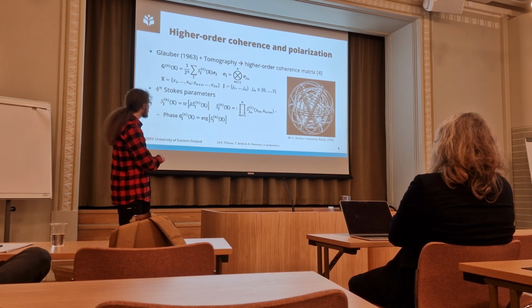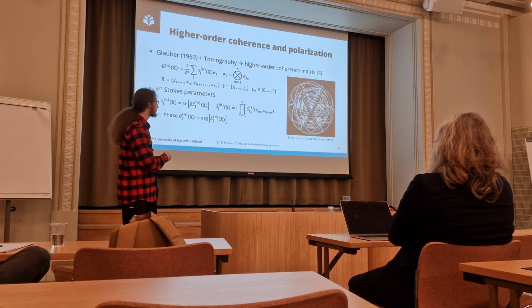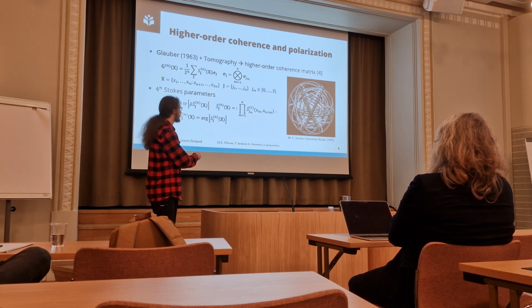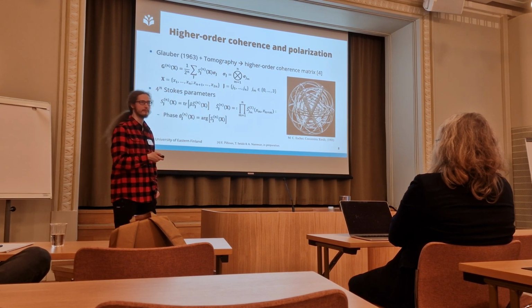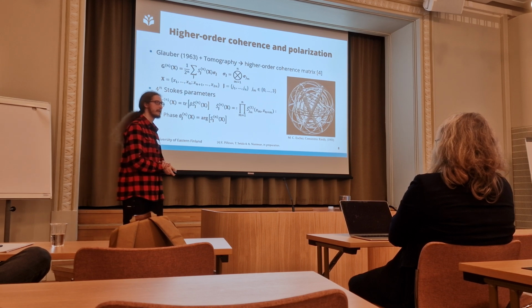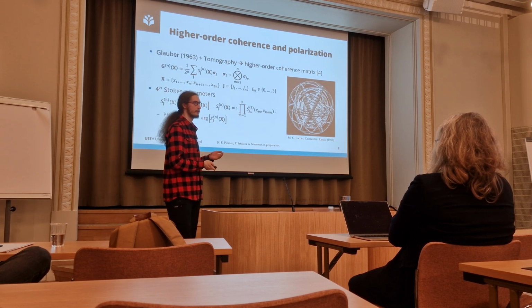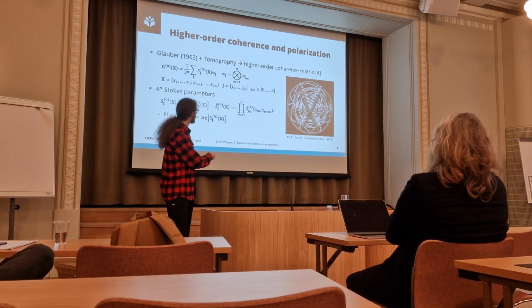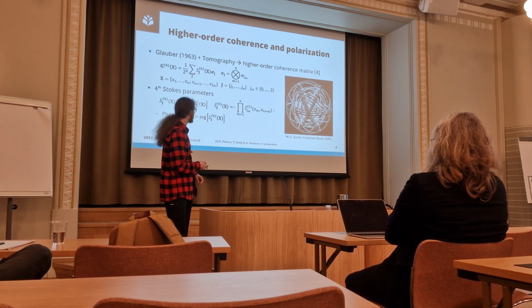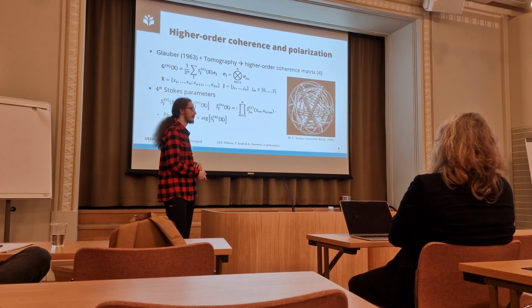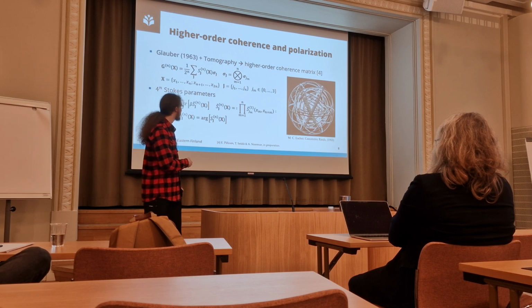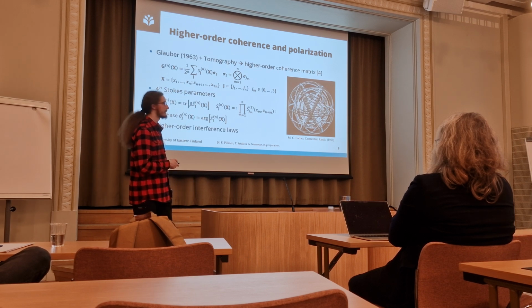And now similarly there are also Stokes operators for each of these Stokes parameters, and they can be shown to be connected with the Stokes operators in the first order. So if you can describe the behavior of the system in the first order, then through this you can describe the behavior in the higher order. And this is the basic way to describe higher order interference laws of light.